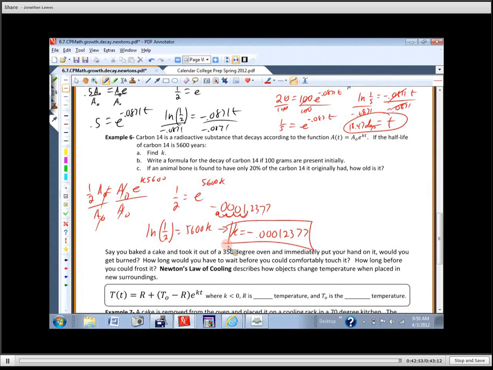And once we have k, we've got probably the most important part of the formula. We know the decay rate for carbon-14, and that way we can date things based on how much we know should be there versus how much is there.